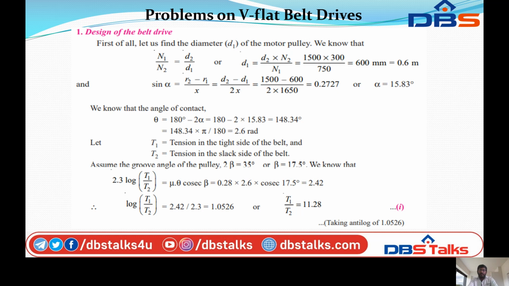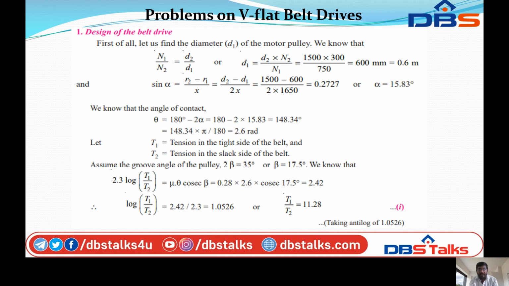Next, we can calculate the angle of contact. Theta is equal to 180 minus 2 alpha. This is the formula. Substituting the alpha value, theta is equal to 180 minus 2 into 15.83, that is equal to 148.34 degrees. Degrees will be converted into radians: 148.34 into pi by 180, that is equal to 2.6 radians. So theta is equal to 2.6 radians.